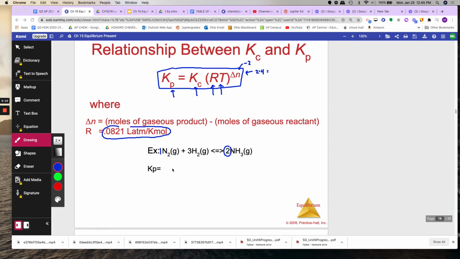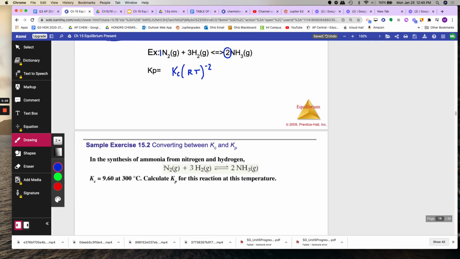Okay, so I'm going to give you the formula first. So Kp is equal to, up here it says Kc times RT to the power of -2. Okay, so let's plug in some numbers right here in this problem. So it says in the synthesis of ammonia from nitrogen and hydrogen, this is what happens. Kc is 9.60, so let's write that down. So Kp is equal to Kc RT to the minus 2. So Kc is equal to 9.60, and that has no units.